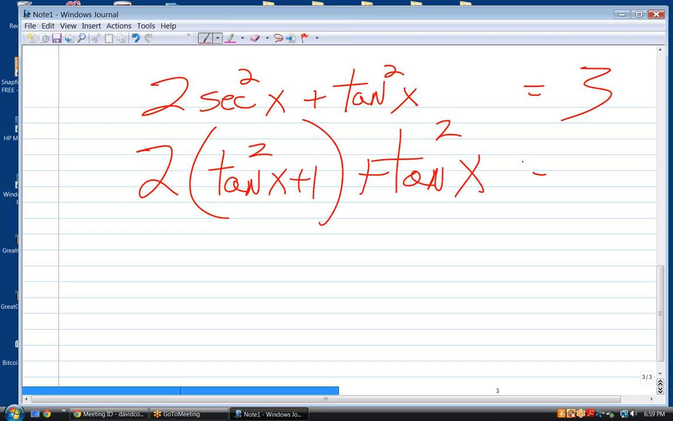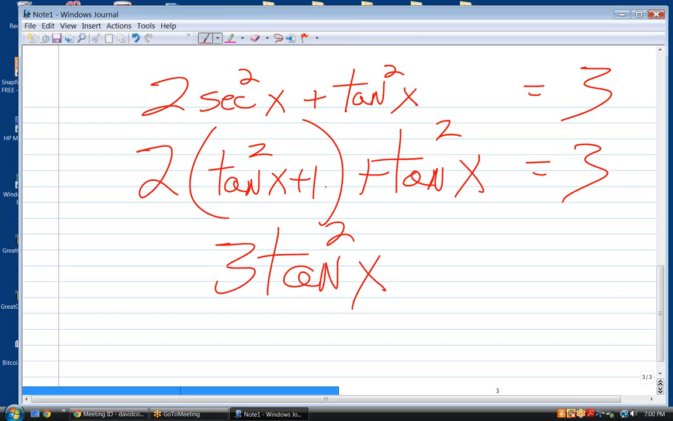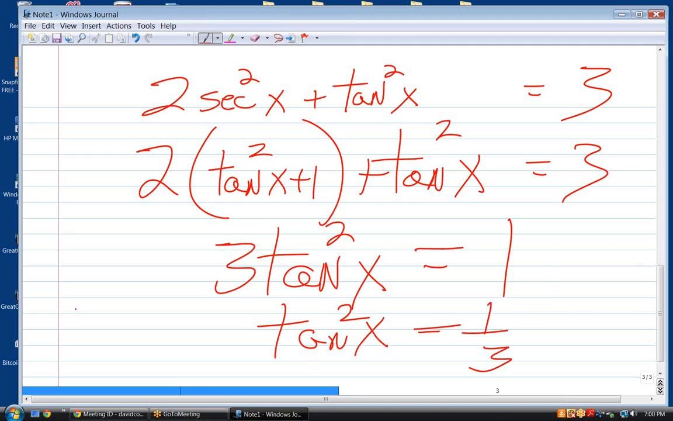And now the problem is going to almost solve itself. We're going to, what next? Distribute and combine like terms. So we got 2 tan squared plus another one, we're going to have 3 tan squared. We got 2, we're going to take on the other side. Divided by 3. Tan equals 1 over root 3.